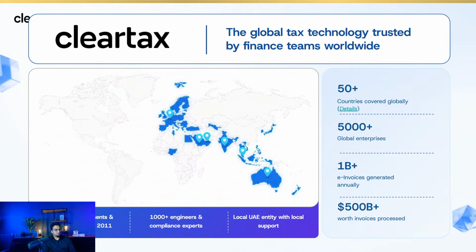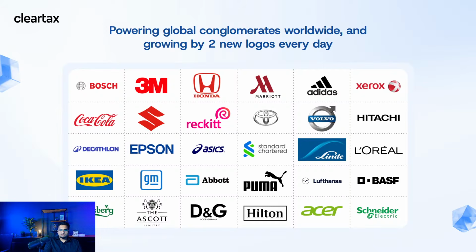We are an e-invoicing expert. We provide e-invoicing across geographies. We provide a global e-invoicing platform which supports more than 50 countries, and we already serve 5,000-plus global enterprises. We process more than 1 billion e-invoices annually through our platform, and we are a team of about 1,000-plus employees across various geographies. We have a local team in the UAE, and we have customers across the spectrum, industry-wide, ERP-wide.